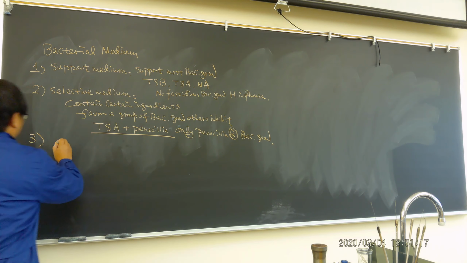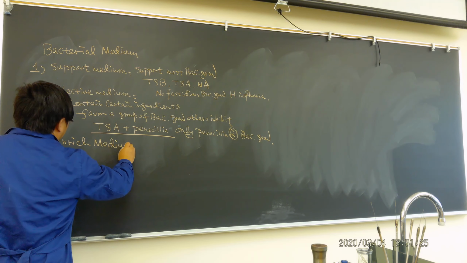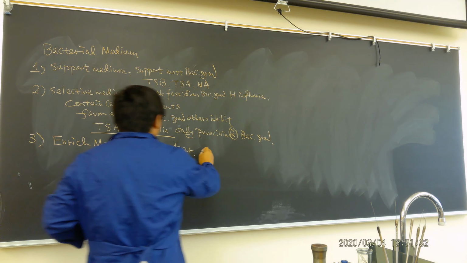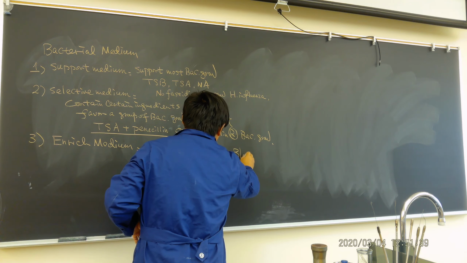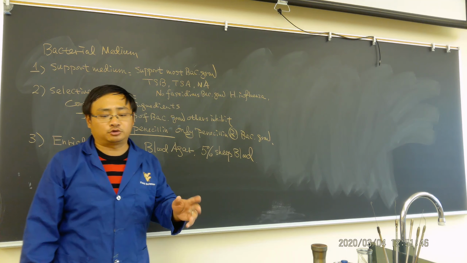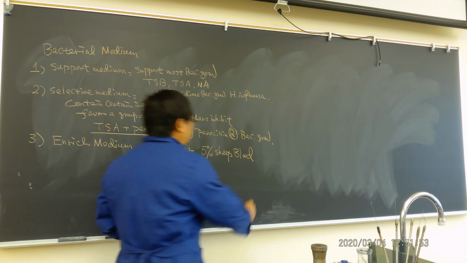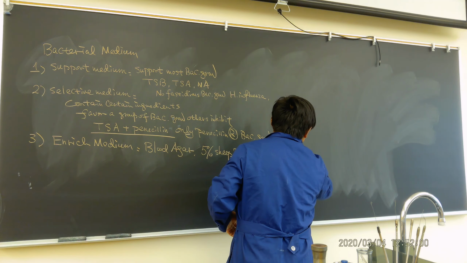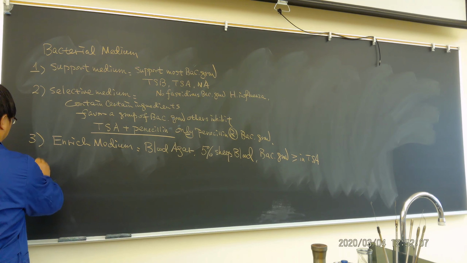Now number three, we call it enriched media, for example, blood agar. That's an enriched medium, which means it contains 5% sheep blood. Now why do they use 5% sheep blood? Because in the 1970s, they thought 5% sheep blood was very similar to human blood. That's why they use it. On blood agar, bacteria grow dramatically, more than on TSA, because the blood has lots of nutrition. Now this is also a differentiated medium.